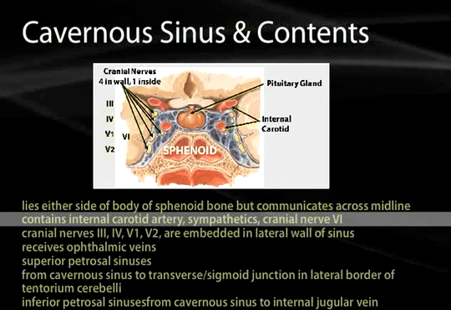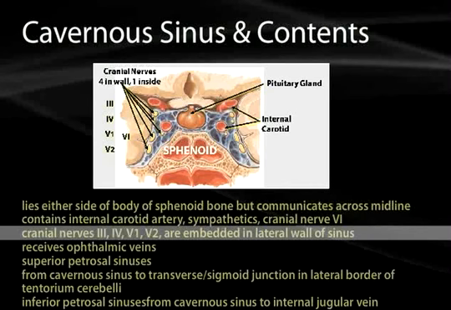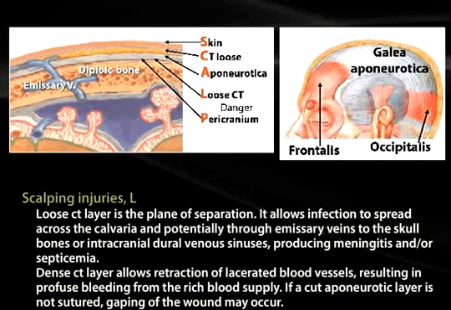So it's going to lie on either side of the sphenoid bone and communicate across the midline. It contains the internal carotid artery, some sympathetics that will travel through with that vessel, and then 5 cranial nerves. Cranial nerve 6, which will run near the carotid artery, and cranial nerves 3, 4, V1, and V2, which are embedded in the lateral walls. There's several of these areas which will drain into it, and then it will drain downwards into the jugular vein.